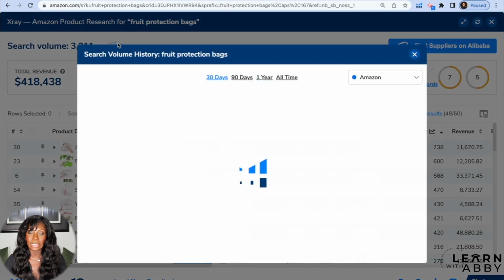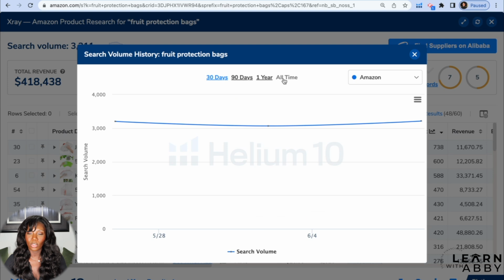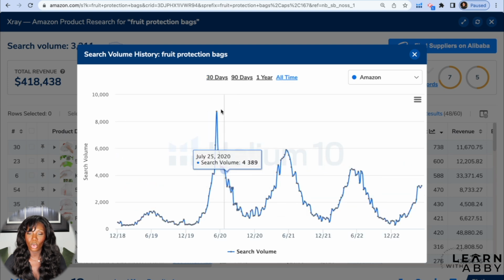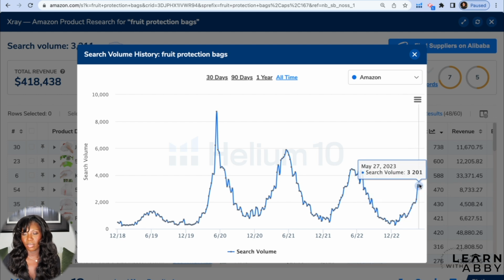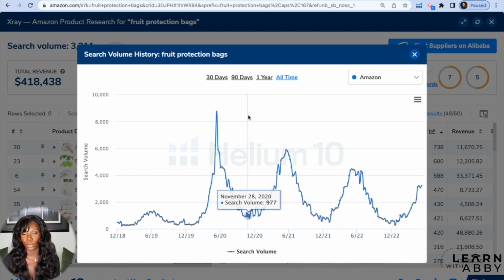Let's look and see how the search volume has changed over time. Oh, this is seasonal for sure. Okay, June 2020, there was a peak. June 2021, June 2022. Right now it is June of 2023 at the time of recording, so there should be a little bit of a peak right now. Maybe this is the peak and it's gonna go back down, or maybe it'll continue to increase for this June.